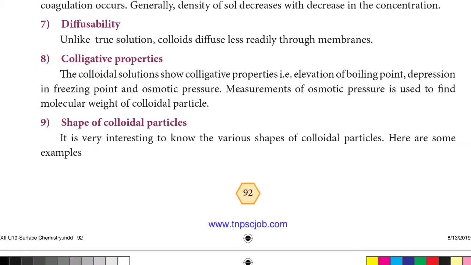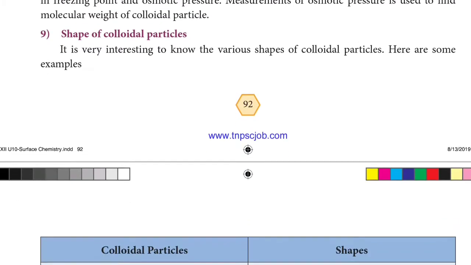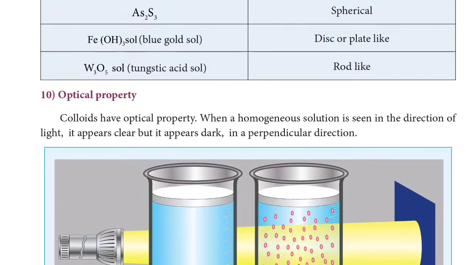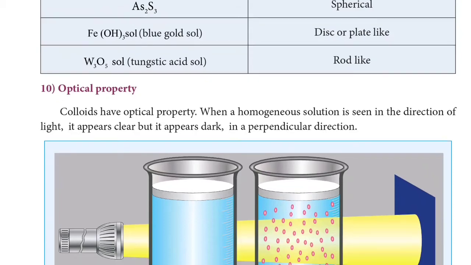Then tungstic acid sol has a rod-like shape. Okay, then the tenth one is optical property. We already learned optical property in lower class levels. Here the colloids have optical property. So it consists of two ways, homogeneous solutions and colloidal solution.